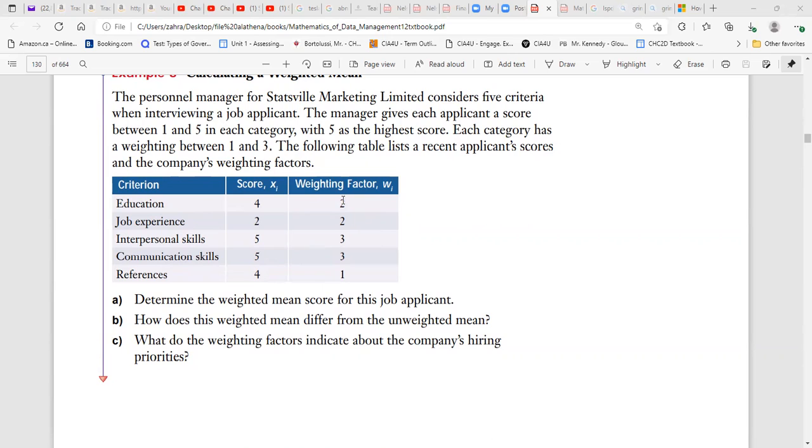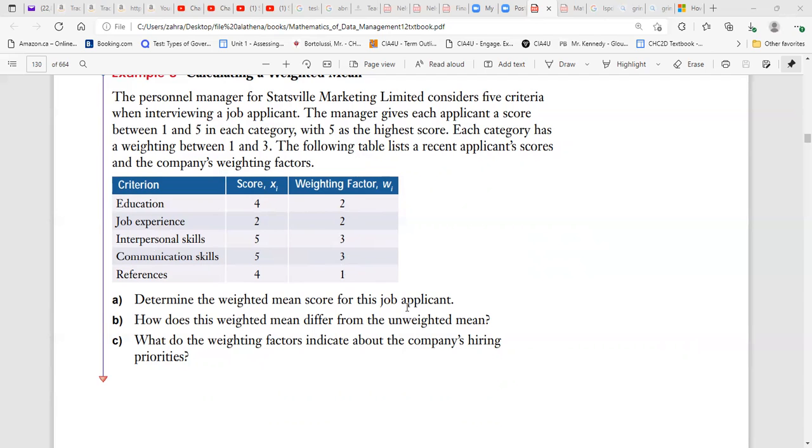The weighting factor is how important the data is. The weighting factor for education is 2, for job experience is 2, for interpersonal skills 3, and communication is 3. Reference 1 means that interpersonal skills and communication skills are most important for the company. After that, education and job experience are more important, and reference is the least important, because its weighting factor is the lowest.